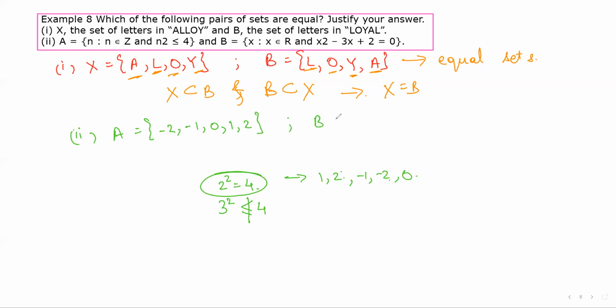B is a set of all x such that x is a real number and x squared minus 3x plus 2 is equal to 0. Now from here, you can have the factors x minus 2 and x minus 1. With this, you can have the values of x as 1 and 2. Obviously, A is not equal to B, so these are unequal sets.